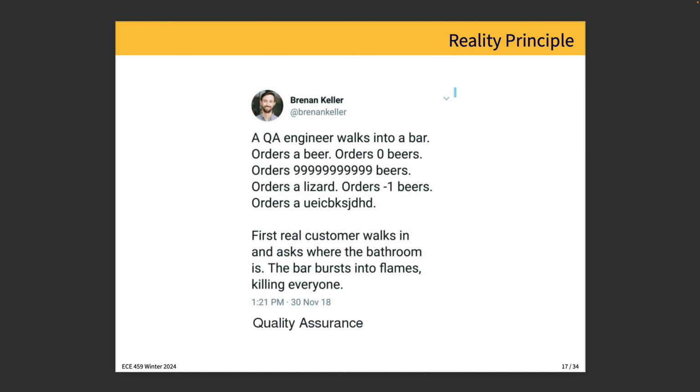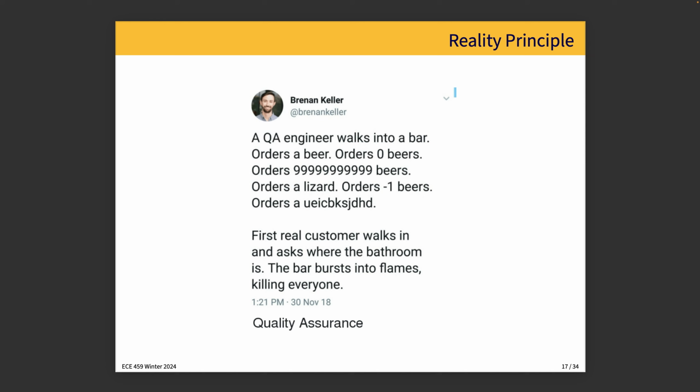Then there is the reality principle, and it's good as much as you can to use a real workload if that can be done. Right, this joke here about a QA engineer walks into a bar, orders a beer, orders 0 beers, orders a whole bunch of 9 beers, orders a lizard, orders -1 beers, orders some junk keyboard mess, right? Like those things are foreseeable, but the first real customer walks in and asks where the bathroom is, and the bar bursts into flames, killing everyone, but you might say application crashes is the less dramatic version of this. Right? Why did that happen?